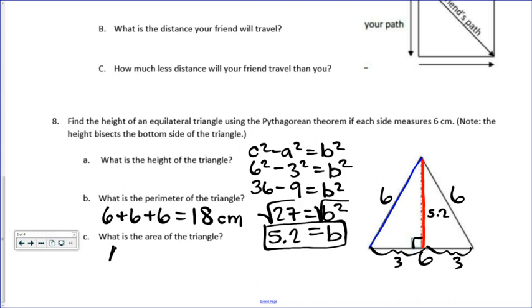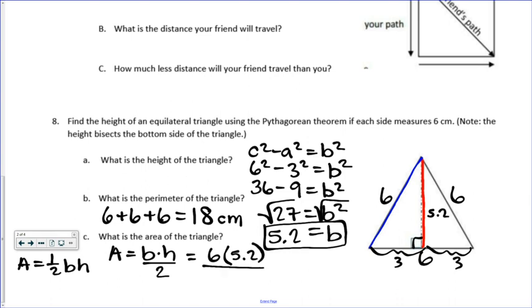So you need to remember your formula. Area equals base times height divided by 2. Or you can use the one, area equals 1/2 base times the height. It means the same thing, so whichever method you want to plug in there. Okay, and we know the base of our triangle is 6 times the height of our triangle, 5.2, divided by 2. I'm going to simplify: 6 divided by 2 is 3. 3 times 5.2 is 15.6 centimeters squared.